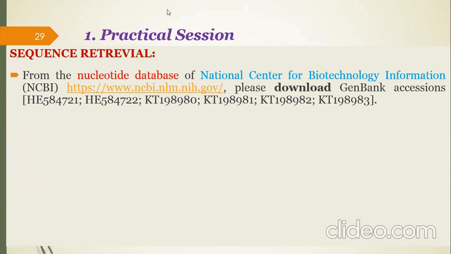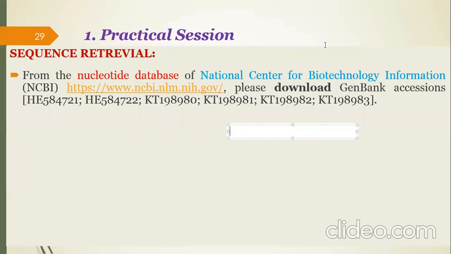So first you need to go to this site and search in the database. Which database do you need to search? The nucleotide database. Then check the sequence written over here, and you can download this sequence from there. So your work is to download these sequences from the NCBI.